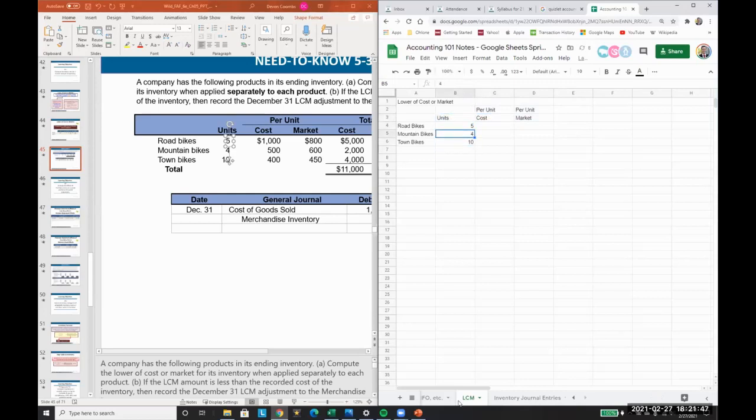Five, 4, 10, 1,000, 500, 400, 800, 600, 450. Total. Here, this is how you'd go about doing it. Our market would just be the units times the price per market, and then we'd say difference. If cost is greater than market, right, we're okay. So we don't have to worry about that. And we sum it.